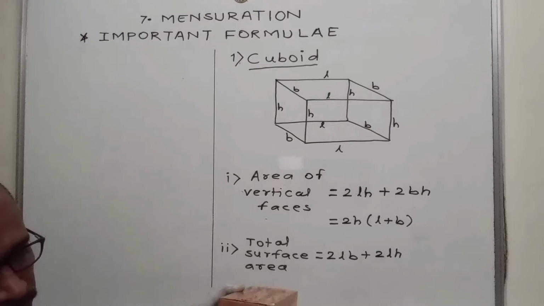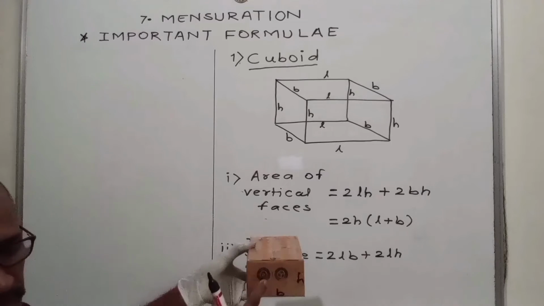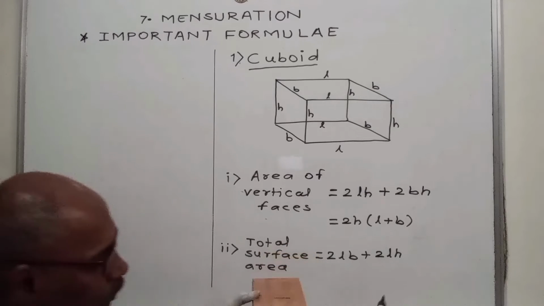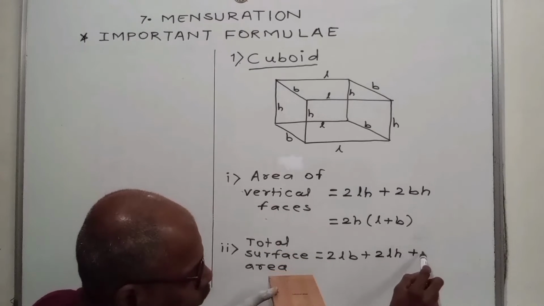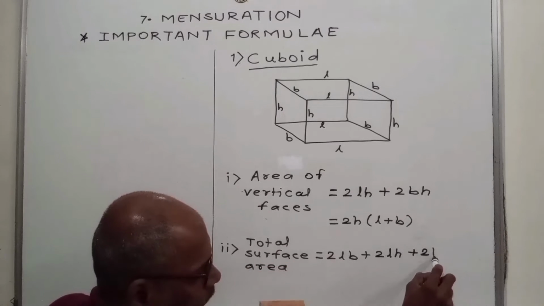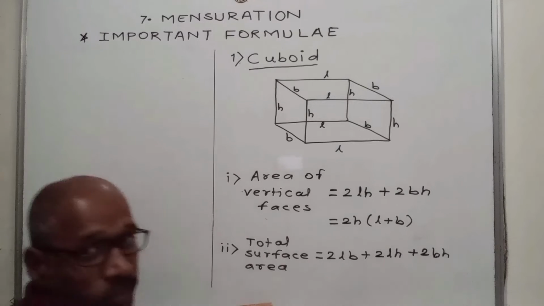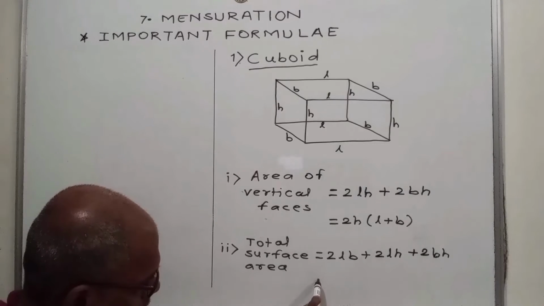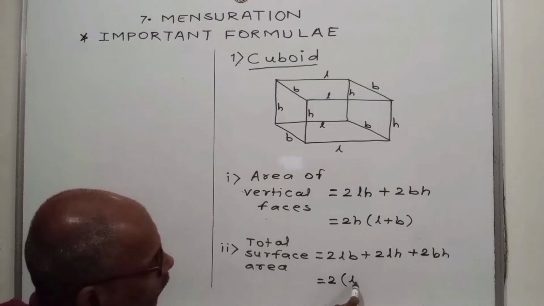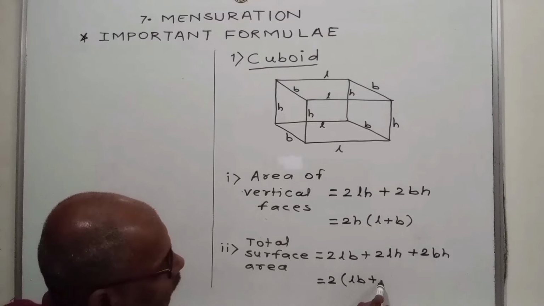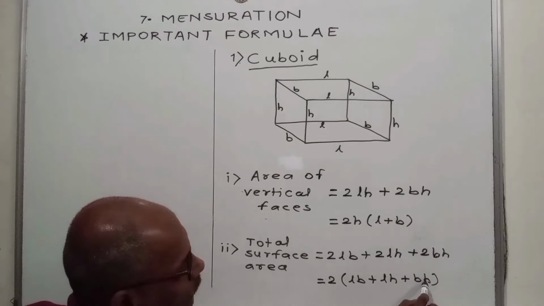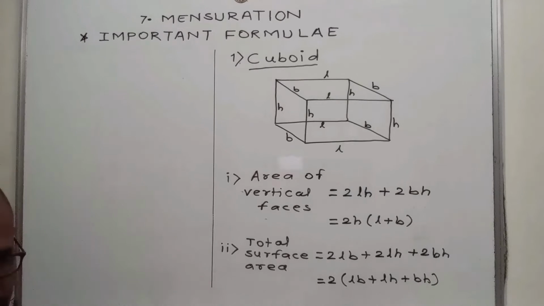Now this face is rectangular, the opposite is also congruent with this face, and these are also 2. Therefore 2 into breadth into height. Therefore here our final formula, we take 2 common: 2 bracket LB plus LH plus BH. This is our second formula.